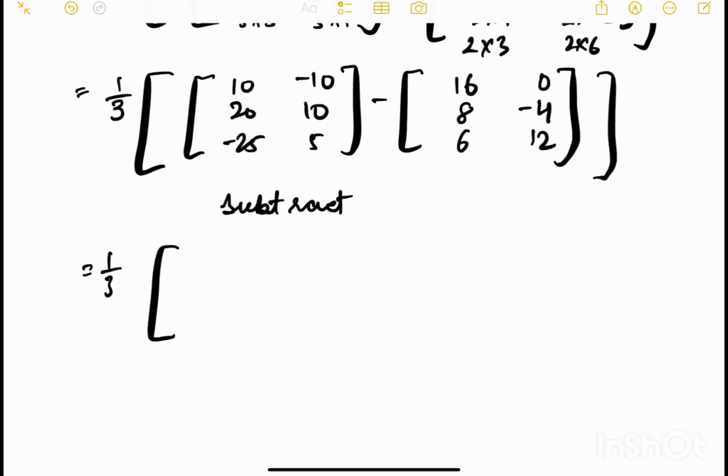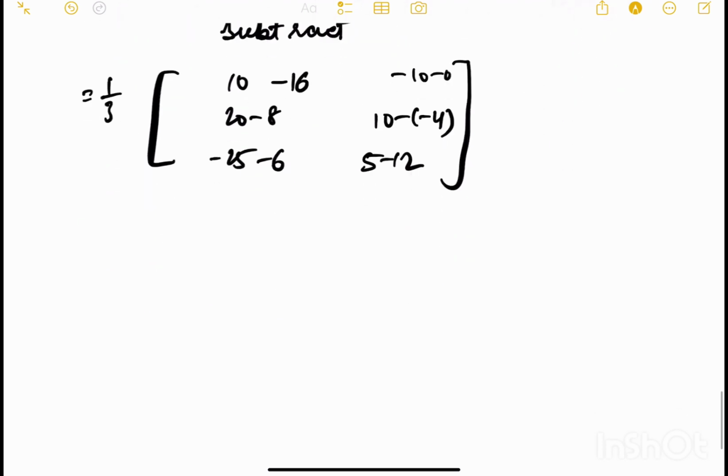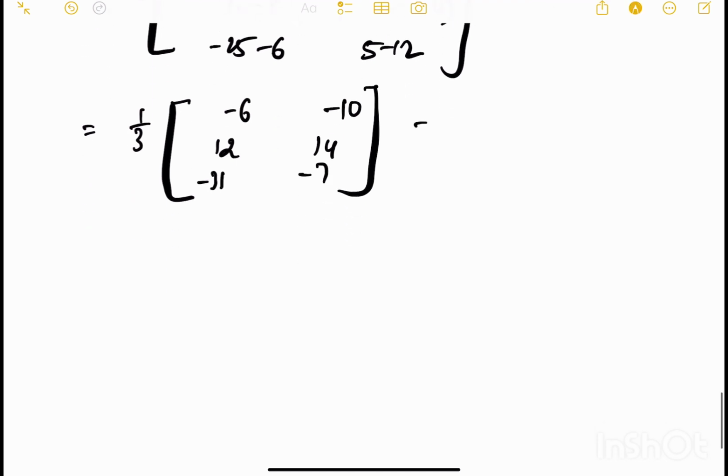Now, since in this question the order is the same, three rows and two columns, three rows and two columns, it is not an issue to subtract the given matrices. Now we will just subtract the corresponding elements. 20 minus 8, 10 minus 4, minus 25 minus 6, 5 minus 12. So after solving this, I will get the values as minus 31. Yeah, so this will be the value.